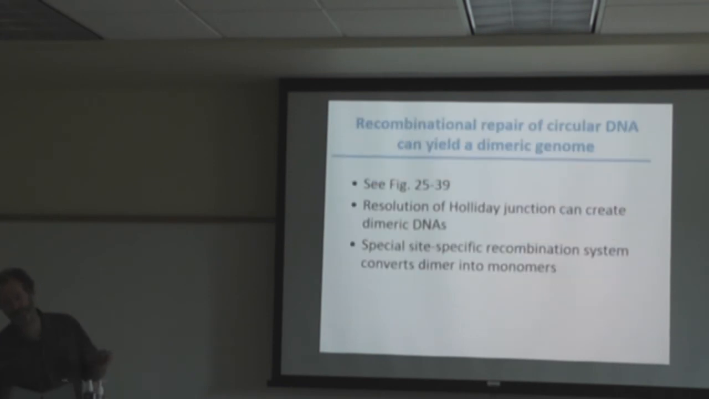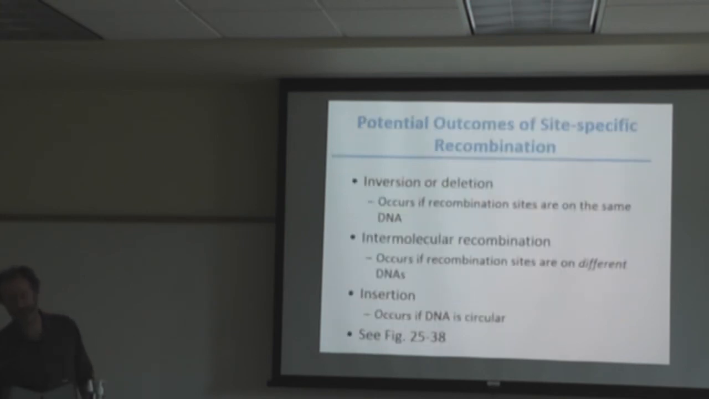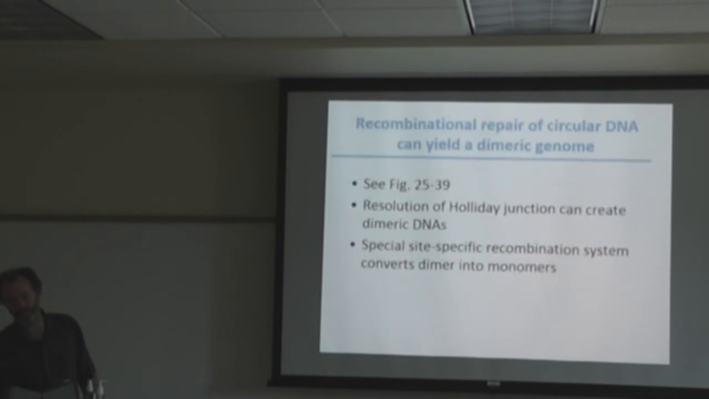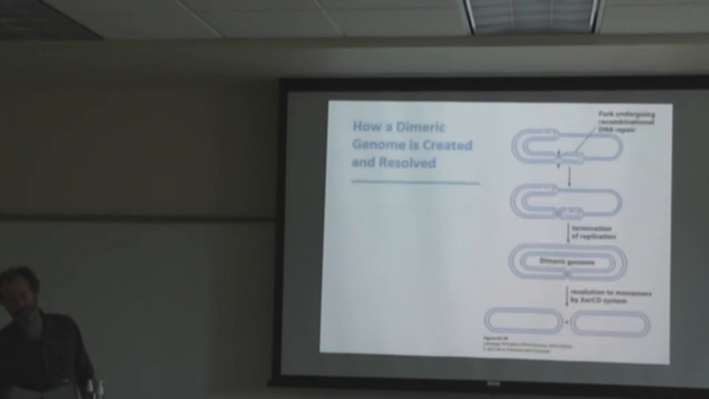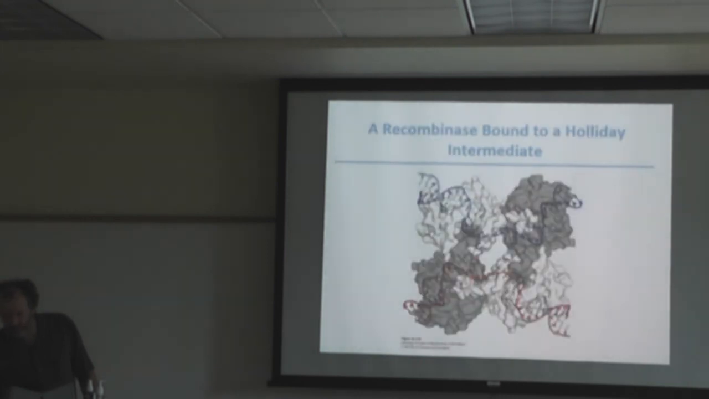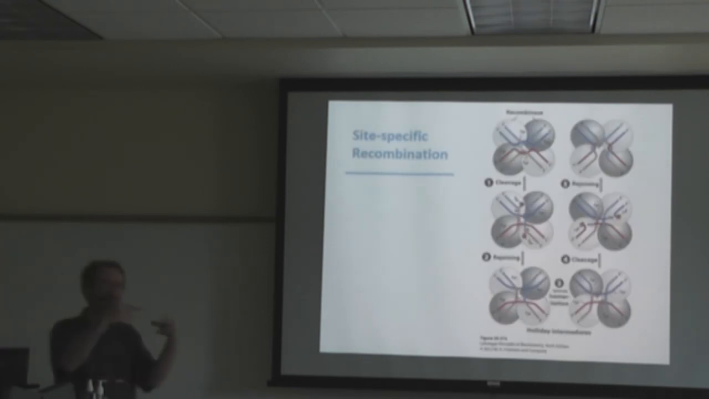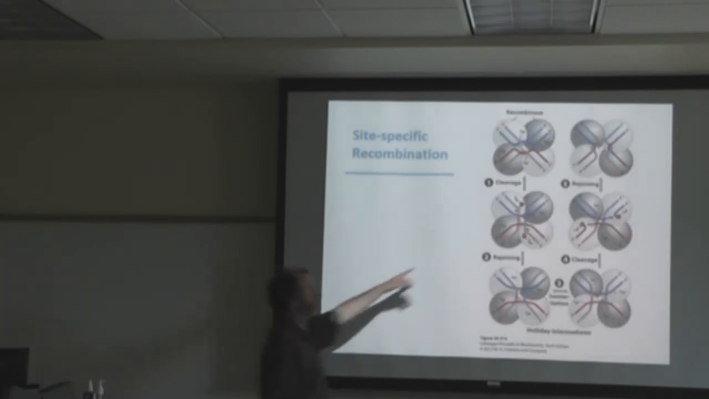There are two different types you can have. There's site-specific recombination, right? And that's directed to particular spots. And then you can have the random one also. So it'll both occur. But the site-specific is very specific to the sites that these enzymes will bind to.